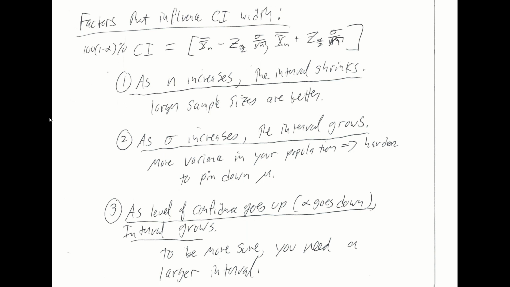So first, and the one that we generally have the most control over, is n. If we can increase our sample size, that makes the interval get smaller. So the larger our sample sizes are when we're making these confidence intervals, the more narrow, and hence the more useful, are our confidence intervals. And that's really the only tool that you reasonably have to decrease the size of confidence intervals.